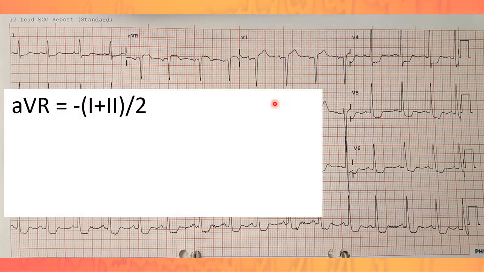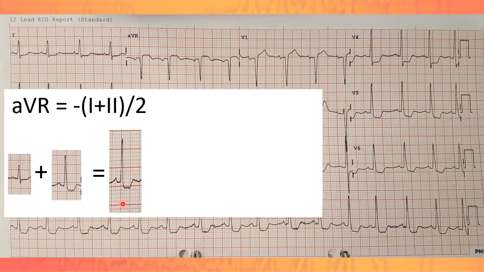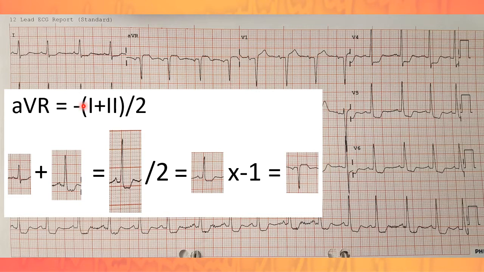Now, purists will tell you that AVR is simply the negative of the sum of 1 and 2 divided by 2. What does that mean? Well, if you take lead 1 and you take lead 2 and add them together, you get a larger complex retaining the ST depression here with a bit more R wave. You then divide that by 2 to get a half size of the complex, and then you invert it. You multiply by -1 to do the negative, and you get something which looks identical to AVR.